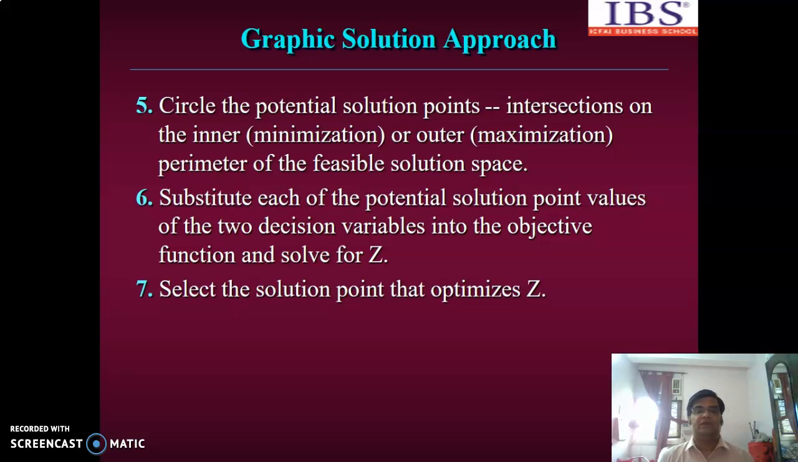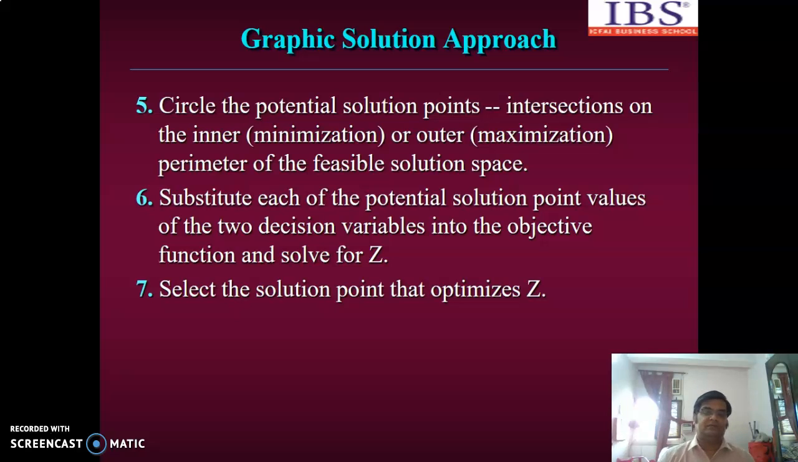Today we'll see a maximization case. Next, in step 6, we substitute the values of the two decision variables at each potential solution point into the objective function and solve for z. That means we have our objective function z in terms of x1 and x2. This is called testing. We'll put the values of x1 and x2 for all the feasible points and test the value of z. The point for which z has the maximum value is called the optimum point.